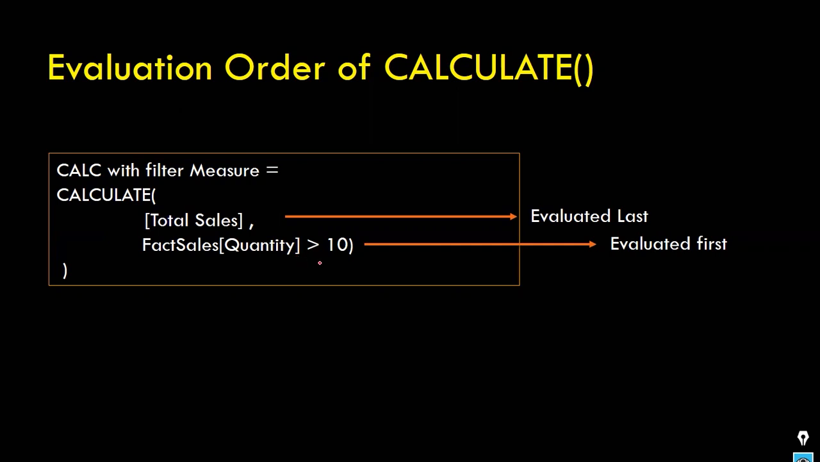In this case, first it applies the filter. You don't take the entire data from my fact sales. Take only the records wherein we sold more than 10 quantity. On top of that, you find out the sum of total sales. So this one will get evaluated first, and then it will give the result. This is logically correct, right? You just think about it.